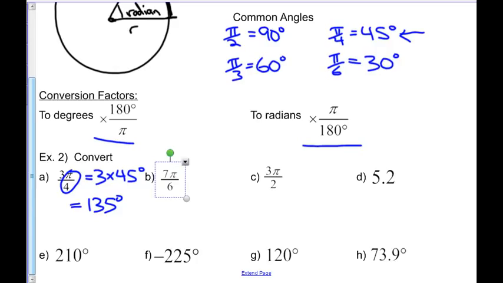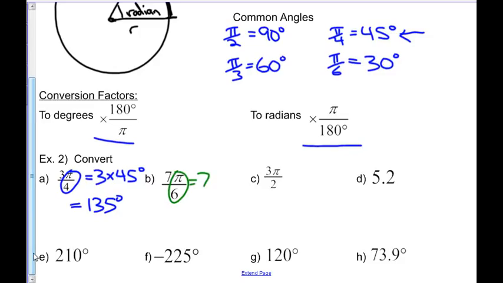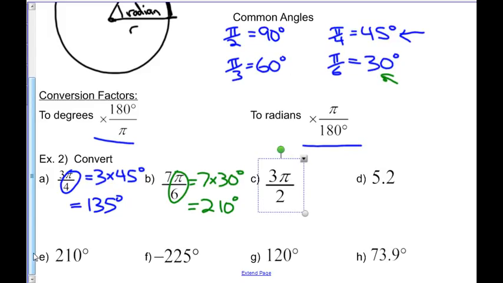The next one, 7 pi over 6. That's 7 pi over 6s. Pi over 6s are 30 degrees. So this is 210. The next one, 3 pi over 2. Well, that's 3 pi over 2s, or 90 degrees. So that's 270.